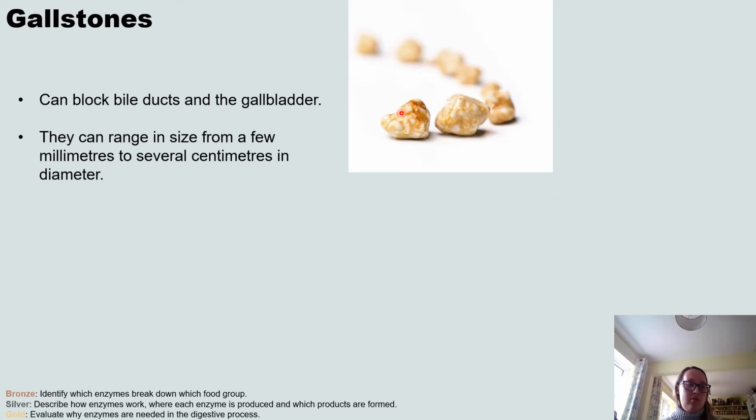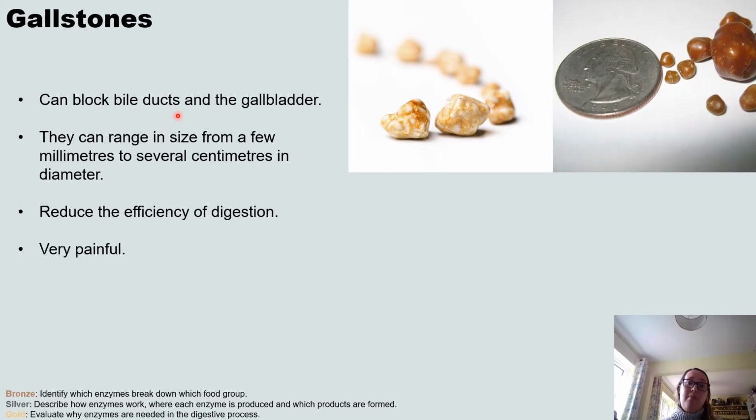Here we have some examples. So here are some gallstones, and they reduce the efficiency of digestion because they can block the bile ducts. Not ducts with a K, ducts with a T. And they can be very painful.